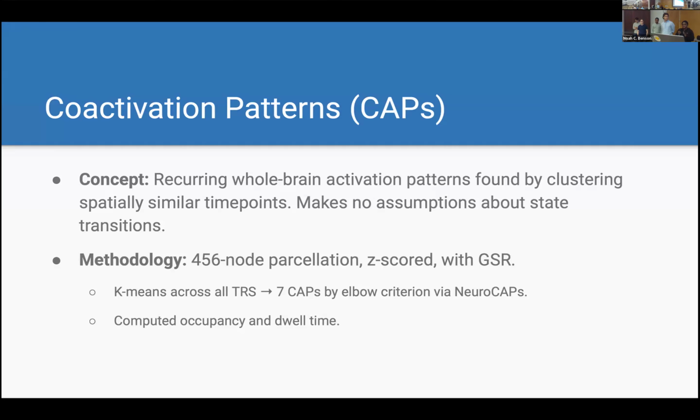So essentially the method identified 7 optimal CAPs, with the optimal number identified using the elbow criterion, which is just the point where the within sum of squares stops decreasing exponentially. Afterwards, I computed occupancy, which is the proportion of time spent in a particular CAP. And then dwell time is similar. It's the average amount of time spent in a CAP before transitioning to another CAP.